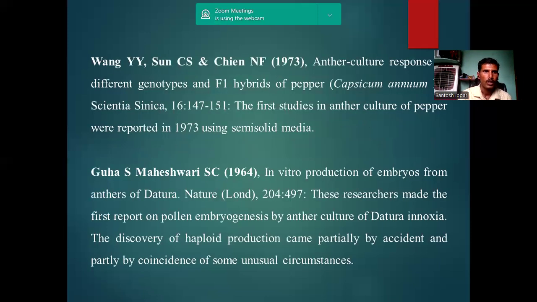Then these are two more research articles. First is Wang, Sun and Chen. They explain that the first report of anther culture of pepper was in 1973 using semi-solid media. Then in 1964, Guha and Maheshwari did their experiments on the plant Datura innoxia, using Datura innoxia for embryogenesis from anther culture.